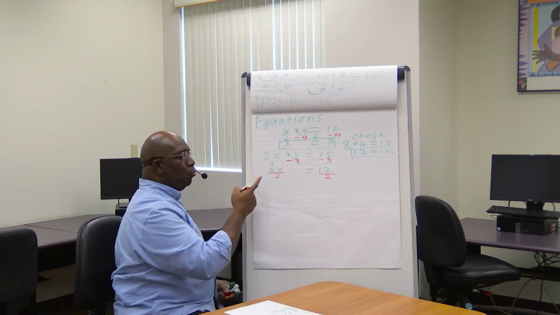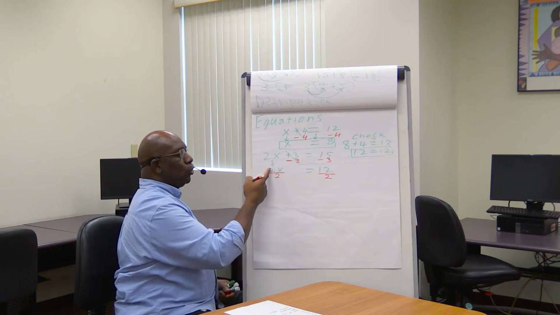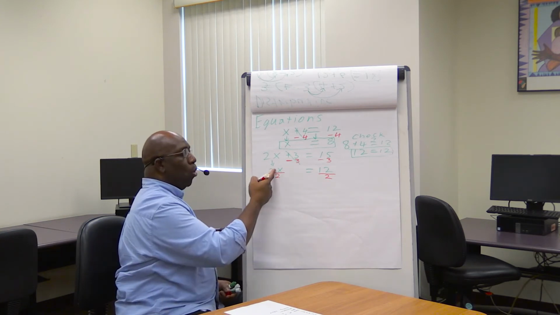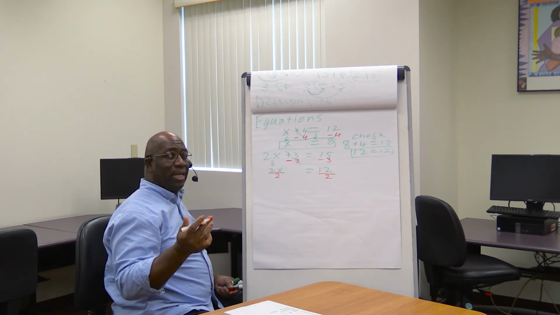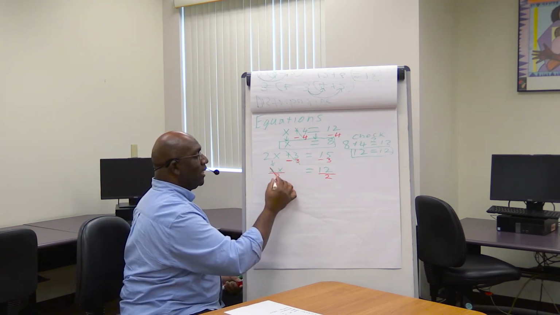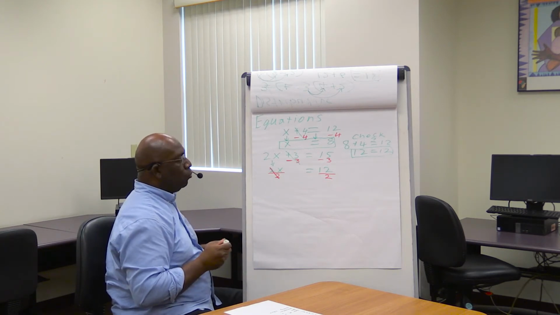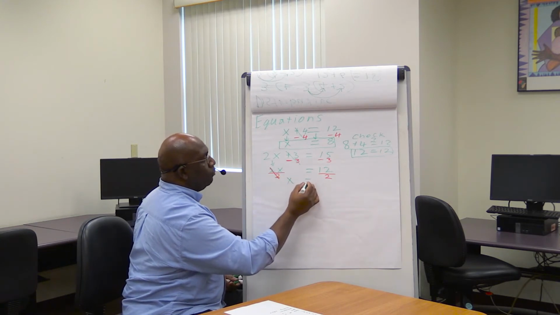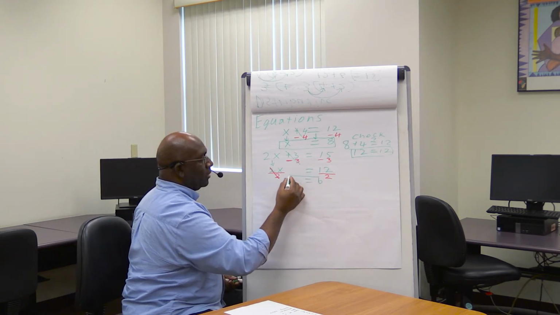Just so you know, the reason why the 2's cancel out is simply because 2 divided by 2 is equal to 1. And 1x is the same as saying x. It's just the same as saying 1 apple is 1 apple. So the 2's cancel out. I'm now left with just the x. And that brings down 12 divided by 2 is 6.